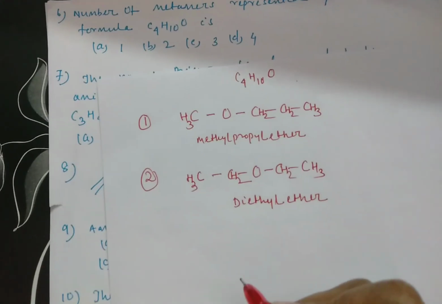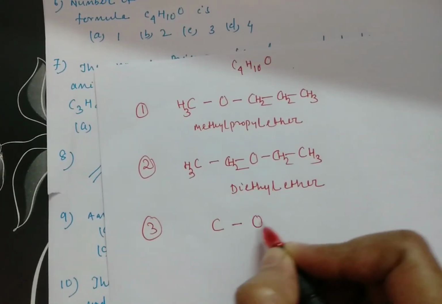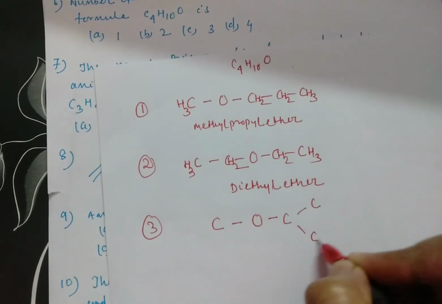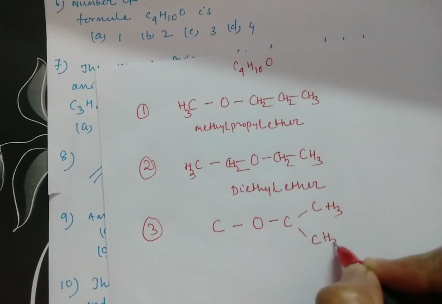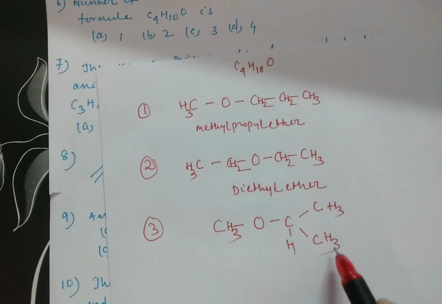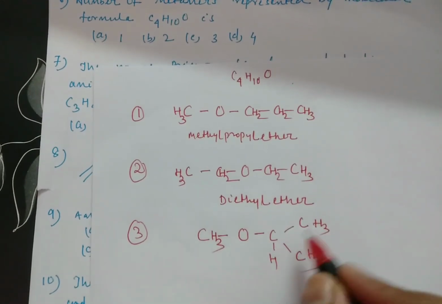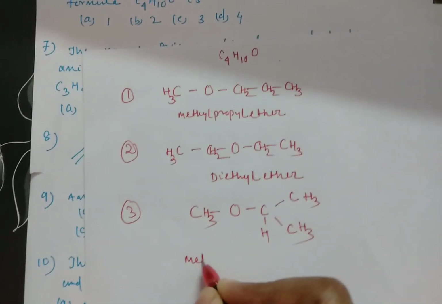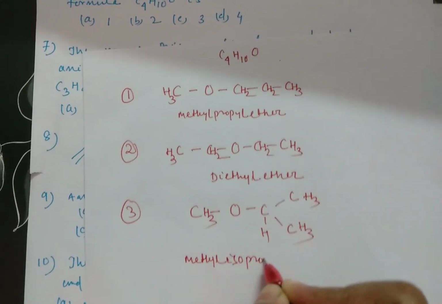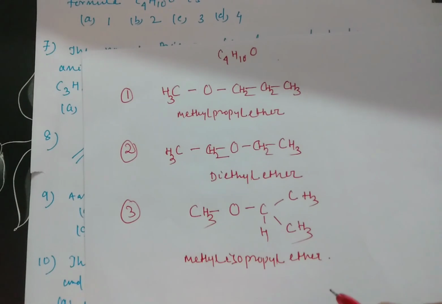Third compound is, if I write the compound like this, CH3, CH3, okay. This is H, this is CH3. 3, 3, 6, 3, 9, and 10 satisfies the molecular formula. So this is methyl, this is your isopropyl. The name of the compound is methyl isopropyl ether. Okay.